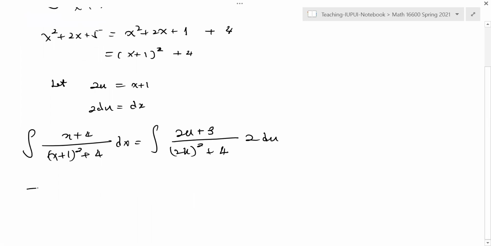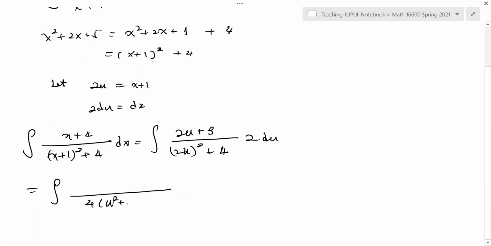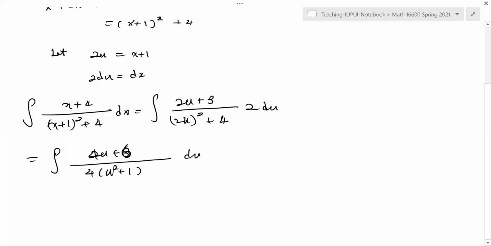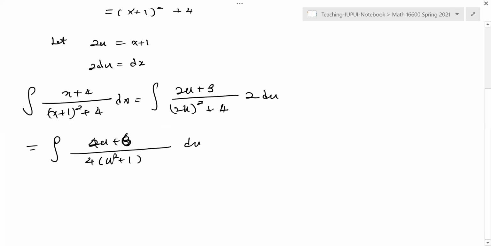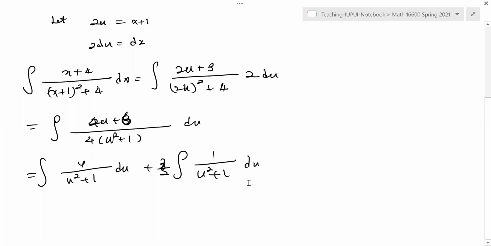So this is a new integral, and let's simplify a little bit. I have 4u squared plus 1, and 2u plus 3 times 2, so it's 4u plus 6, du. So that'll be 2 parts. You get the integral of u over (u squared plus 1) du, and then 6 plus 3 over 2 times this. The second one, we know its antiderivative: it will be inverse tangent of u.